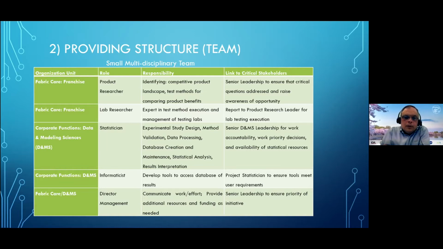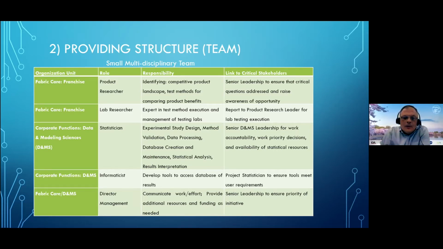So in this particular case, we have a team of 5 people. The project leader is also the project researcher. She had very good understanding of the product category, and she has chemistry, engineering background. Lab researcher is the person who gets the studies to collect the data. Statistician, that's my role. It's involved in all of the spectrum of the statistical work, from study designing to data processing, analysis, results interpretation, all the typical statistical tasks.